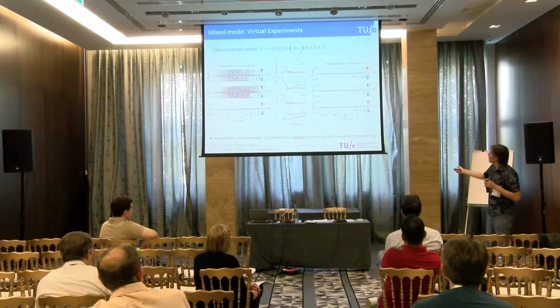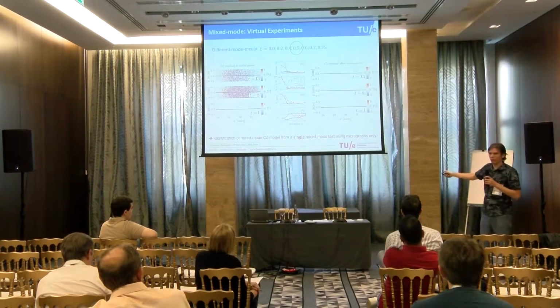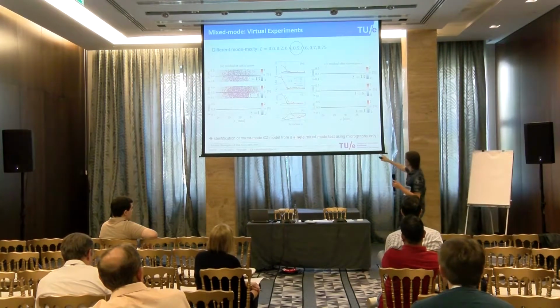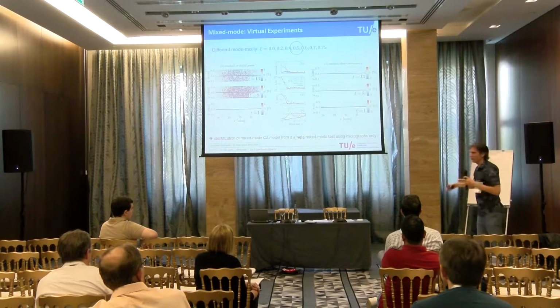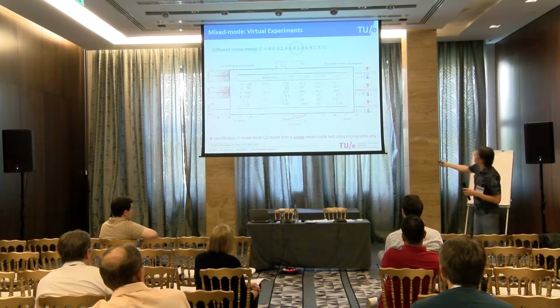So this works. We can have identification of mixed mode cohesive zone parameters from a single mixed mode test using micrographs only. And this could also be photographs of a bridge. This is just conceptual, we're testing this, but if you're working on a different system, right?